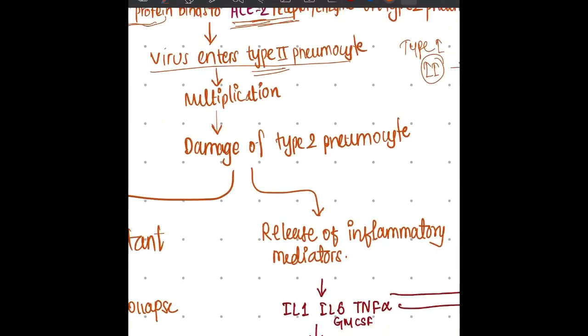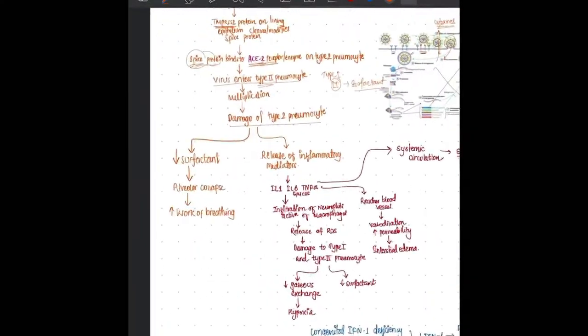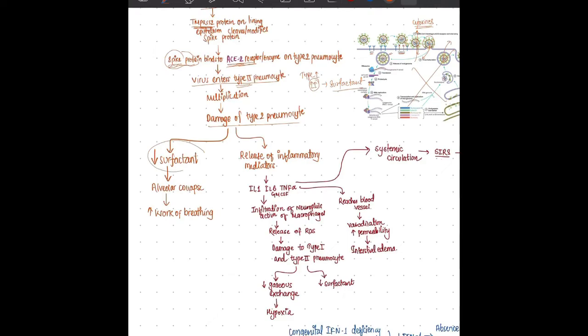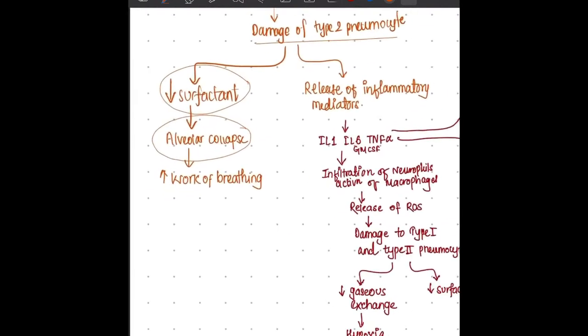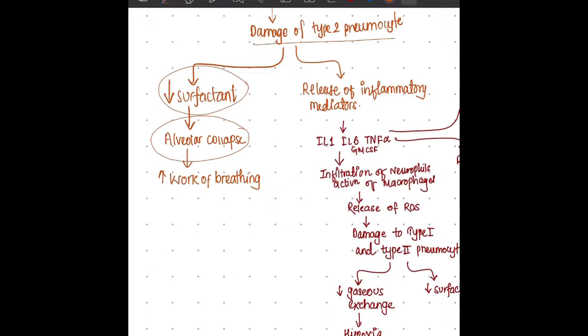So you can see there is damage of type 2 pneumocytes, and due to this damage there is decreased production of surfactant. Whenever there is decreased production of surfactant, there is increase in surface tension, which causes collapse of the alveoli, and after the collapse of alveoli you need extra energy to pop open those alveoli, and hence it increases the work of breathing, causing respiratory distress.